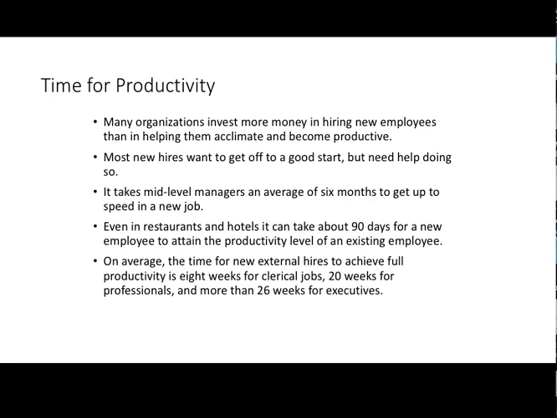External hires typically take about 8 weeks for clerical jobs to be pretty up to speed on productivity issues, knowing where to go to get resources, who to talk to if they have a problem, how to go about and navigate computer systems or technology. Usually about 20 weeks for higher level professionals, and then usually about 26 weeks, half a year, 6 months easily for executives. So it does take a lot longer. The more knowledge you're expected to have, the more of a strategic impact you're going to have on the organization, the longer it takes for you to get to full productivity.